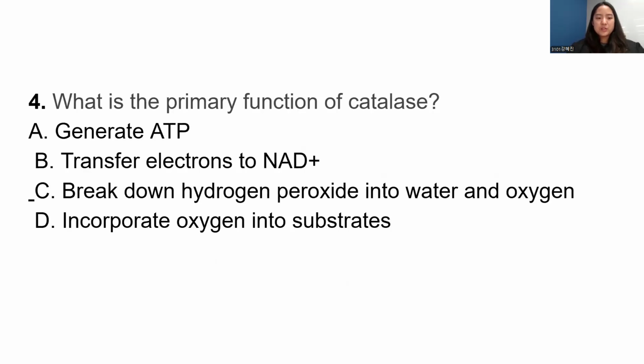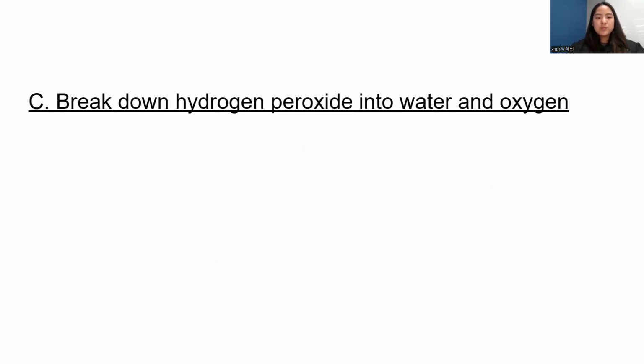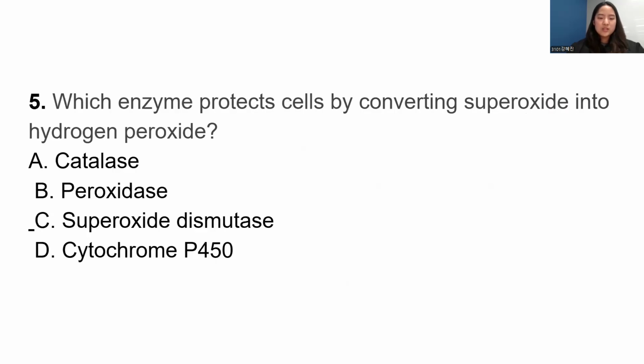What is the primary function of catalase? The answer here will be C, break down hydrogen peroxide into water and oxygen. Since hydrogen peroxide is a very toxic form of oxygen, it is broken down by the enzyme into water and oxygen, which are not toxic. Which enzyme protects cells by converting superoxide into hydrogen peroxide?